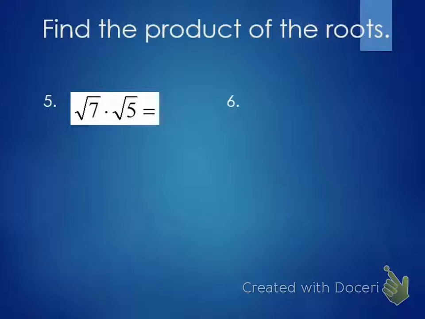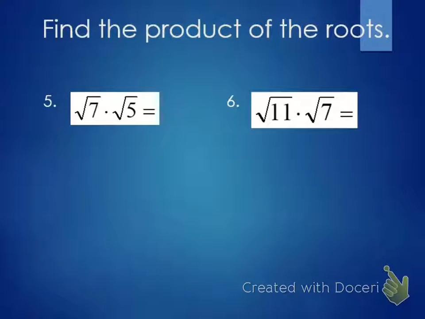On example 5, the first thing that we're going to do is multiply the numbers together. 7 times 5. 35. So this becomes the square root of 35. We then have to decide if the square root of 35 will simplify. No, because the only thing we could factor 35 into is back into 7 and 5. And neither of those will reduce. So we just leave it as the square root of 35. That's our answer.